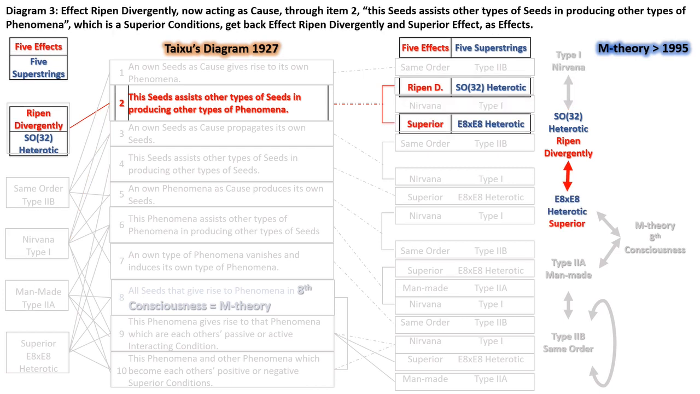Diagram 3 shows effect ripen divergently, now acting as cause, through item 2, these seeds assist other types of seeds in producing other types of phenomena, which is a superior conditions, get back effect ripen divergently and superior effect, as effects. Superior effect is E8 times E8 heterotic string. That is why there exists a duality between SO(32) heterotic string and E8 times E8 heterotic string.